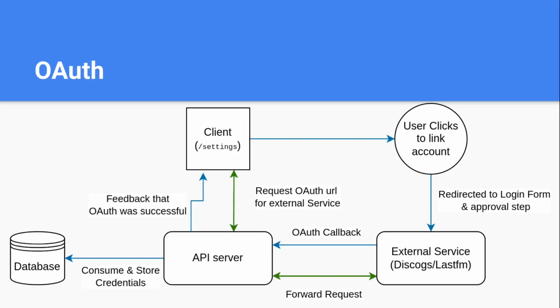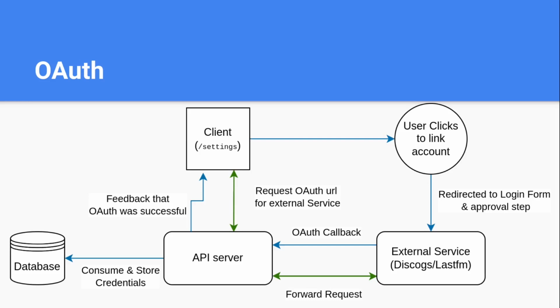OAuth is the method we're utilizing to generate credentials for external services, as well as associating a user's GroovePal account with their respective Last.fm and Discogs account. From the settings page, an initial request is made to both services to get a valid OAuth URL. This is an endpoint hosted by the external service. When a user clicks the button for a service, they're taken directly to that service's login form and prompted to approve access for GroovePal. Upon logging into these services, the user is then redirected back to the callback endpoint, which is hosted by the GroovePal API.